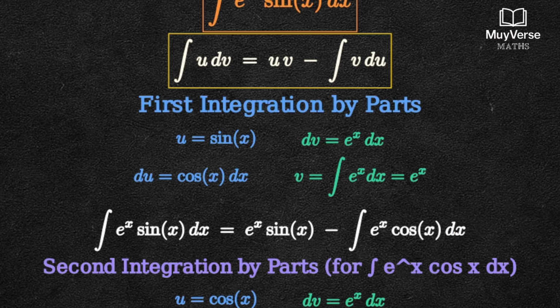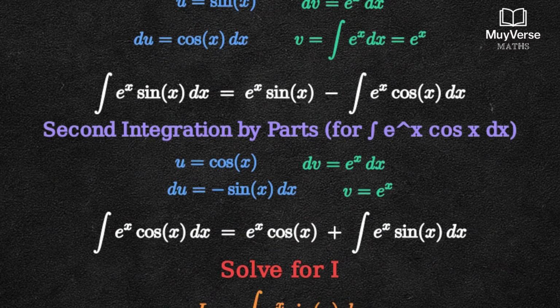Now, we combine both results and solve. Let capital I be the integral of e to the x sine x dx. From the first pass, we have I equals e to the x sine x minus the integral of e to the x cosine x dx.